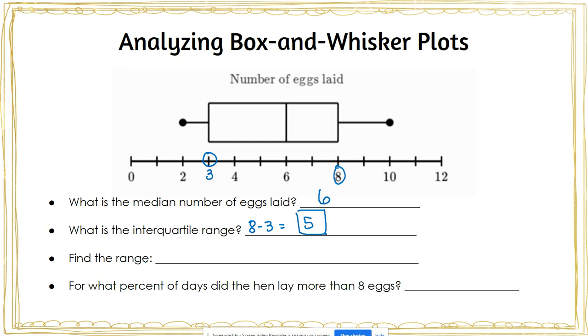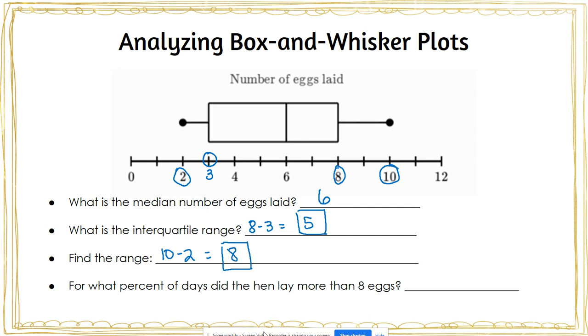Now to find the range, I would take my least number. In this case, it's right here, which is 2. And my greatest number, which is right here, so it's 10. And I would subtract 10 minus 2, and I would get a range of 8.